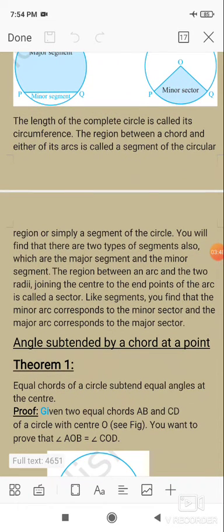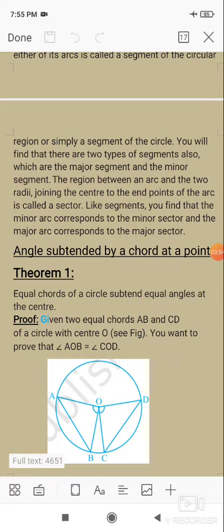Now the first one, theorem, angles subtended by a chord at a point, that is the first point. So from that, listen carefully, equal chords, theorem 1. Equal chords of a circle subtend equal angles at the center. Listen carefully, these theorem statements are important. Proof is not too important, but listen first. Equal chords of a circle subtend equal angles at the center.